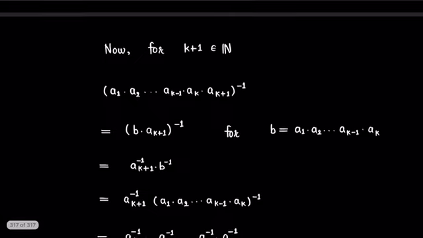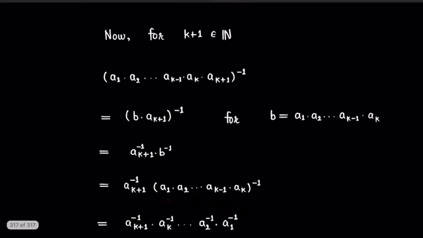Now for the natural number k plus 1, we have the inverse of a1, a2 up to so on ak minus 1, ak, ak plus 1. This can be written as the inverse of b dot ak plus 1, where b is the product of the first k elements in the group, that is b equals a1, a2 up to so on ak minus 1 and ak. Now again we can apply the socks-shoes property here, so this can be written as ak plus 1 inverse b inverse. Now in the next step, we will replace b by its product. So we get ak plus 1 inverse times the inverse of a1, a2, ak minus 1, ak.